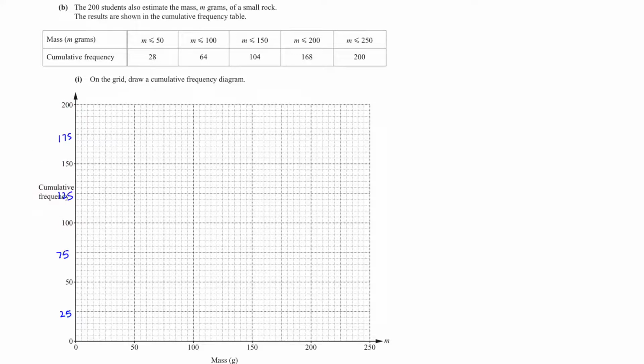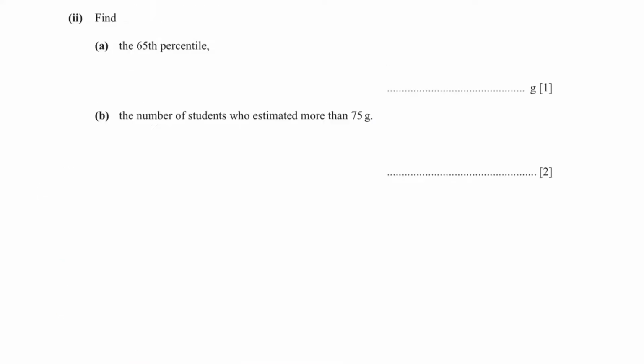We just labeled the y-axis. Now when x is 50, y is 28. So this is 25 and 28 will be here somewhere. When m is 100, it is 64. So that's how we are going to plot all our points. Now we have to join them together to complete the diagram. This is how your cumulative frequency diagram will look.